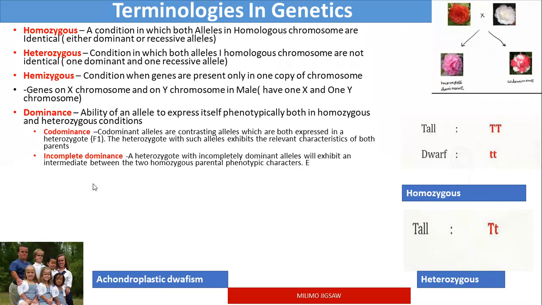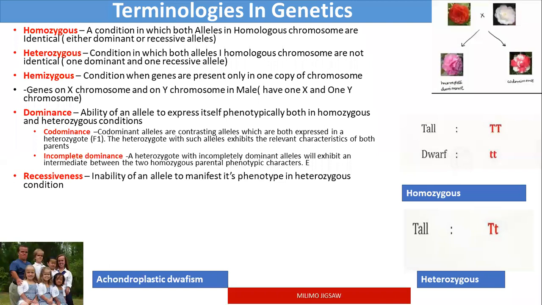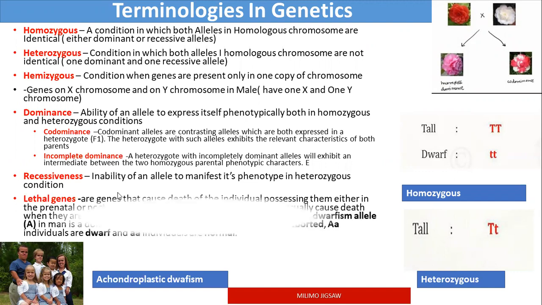And then we have what is known as recessiveness. We've already talked about this concept when we talked about a recessive allele. This is simply an inability of an allele to manifest its phenotype in the heterozygous condition. So in the heterozygous condition, it's unable to manifest. So that's recessiveness.